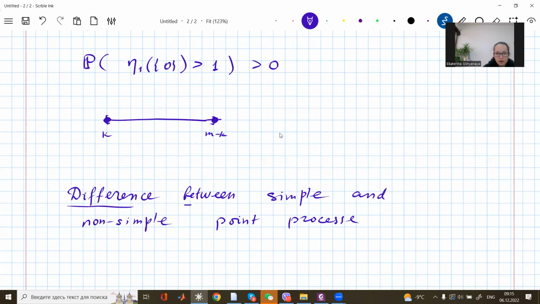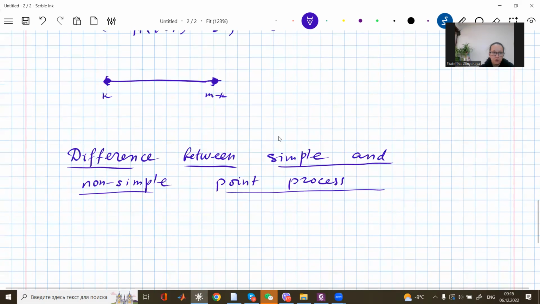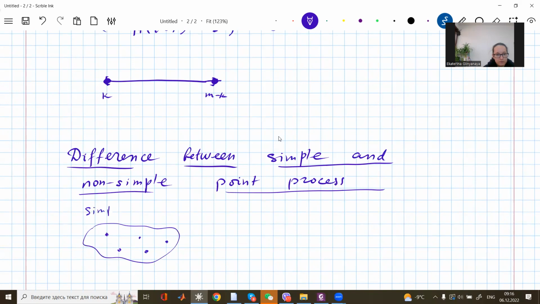So the main difference between a simple point process, which will allow us to give a quite simple characterization of its distribution, is that for a simple point process, to know its distribution, we should know only the positions of heavy points. Here we have the mass 0 or 1. But this is for simple.